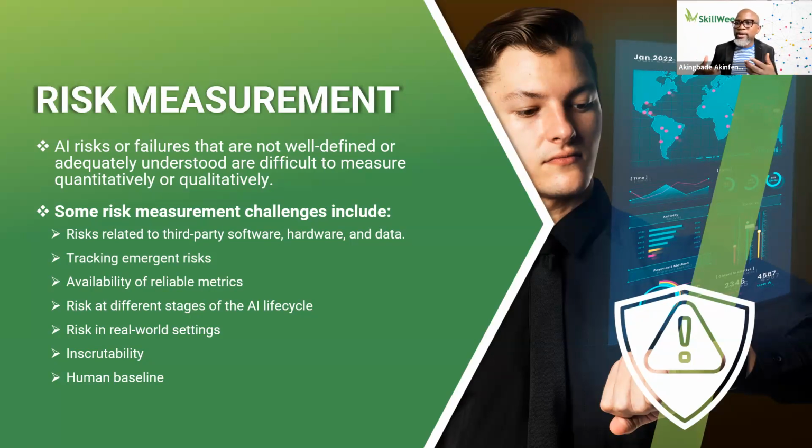We don't know. Do I know the combination, permutation of data that can become sensitive information? We don't know. So number one, how do we track risk related to third-party hardware, data, software? How do we track emergent risk? How reliable are the metrics? At different stages of building this AI model, do we identify the risk around it?